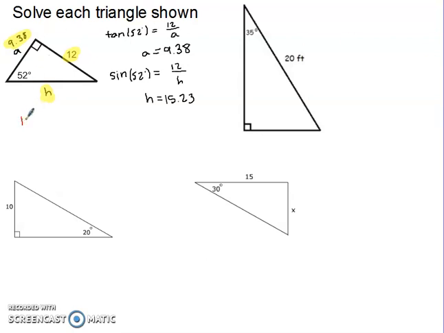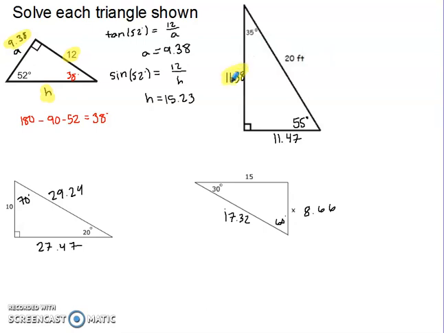So to find that third angle, I know that all 3 add up to 180. I take away my 90 and I take away my 52 to find that that third angle is going to be 38 degrees. So our triangle has been solved. Our solutions for the remaining 3 triangles are going to be the values that I have shown in each of these triangles.